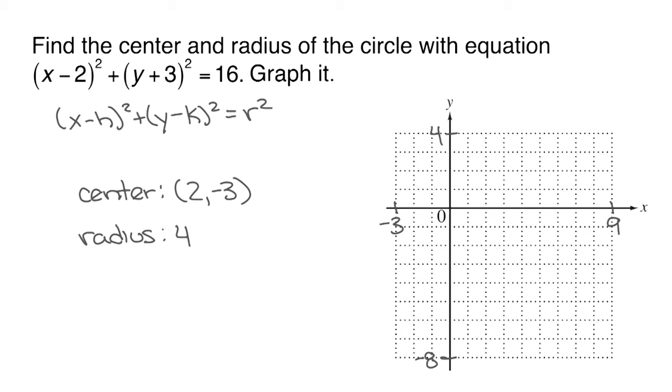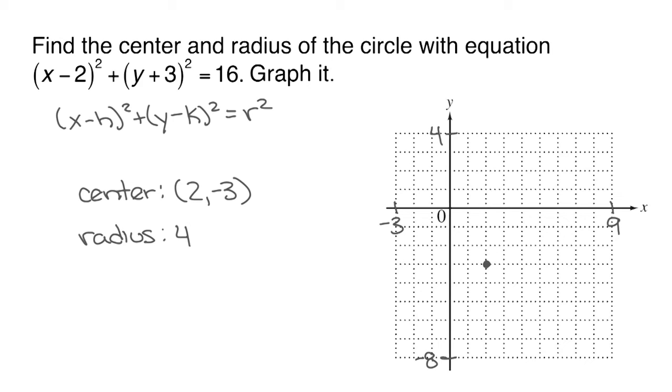We'll plot the center for reference at the point (2, −3). So from the origin, we move right 2 units and down 3 units. And then we'll plot 4 points on the circle using the radius.